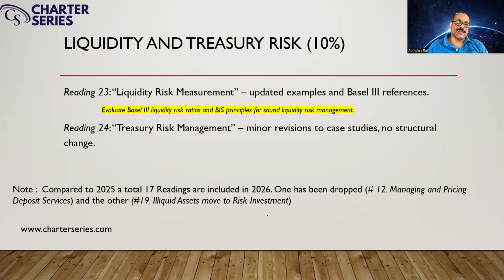And as far as liquidity and treasuries, there is not much of a change. There have just been some cosmetic changes, and some relevant examples regarding Basel have been updated, and that's about it. I quote one of the learning outcome statements: under liquidity risk management, evaluate Basel III liquidity risk ratios and the Bank for International Settlements, or BIS, principles for sound liquidity risk management. This is more of a qualitative aspect, and this is nothing new. You would have already learned it before as well, so I don't want you to be bogged down by this. This change is purely cosmetic. Similarly, for treasury risk management, there are only minor revisions to case studies, with no structural changes.